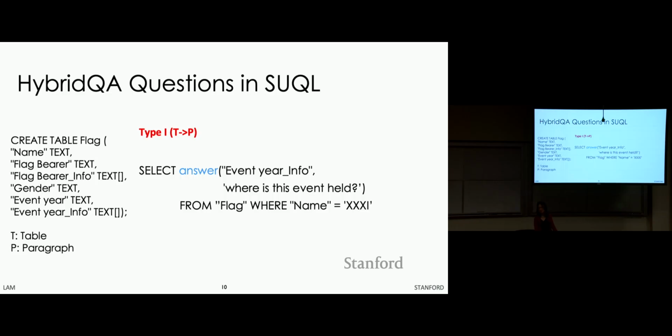What is this question? Can you read it? So this is a table of flag bearers, and it has the name of the flag bearer. This is the picture I showed you, right? The gender, and then there are several text boxes, which give you flag bearer info and the event year info, okay?